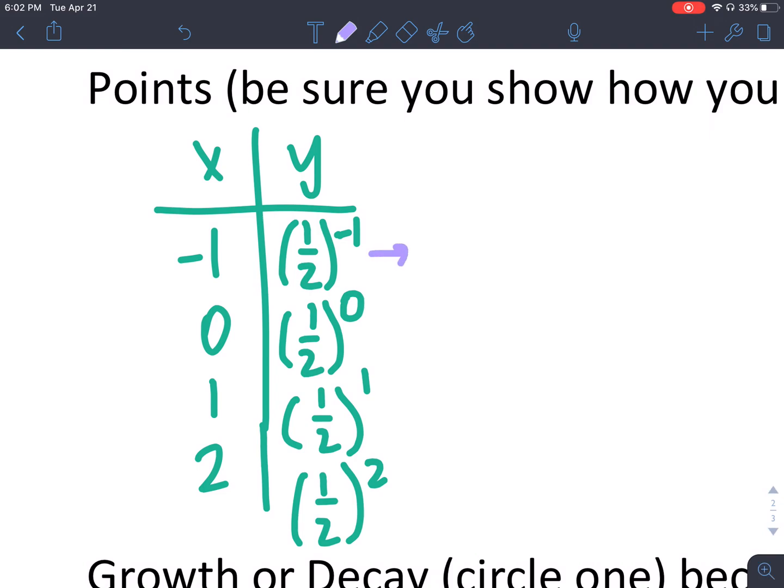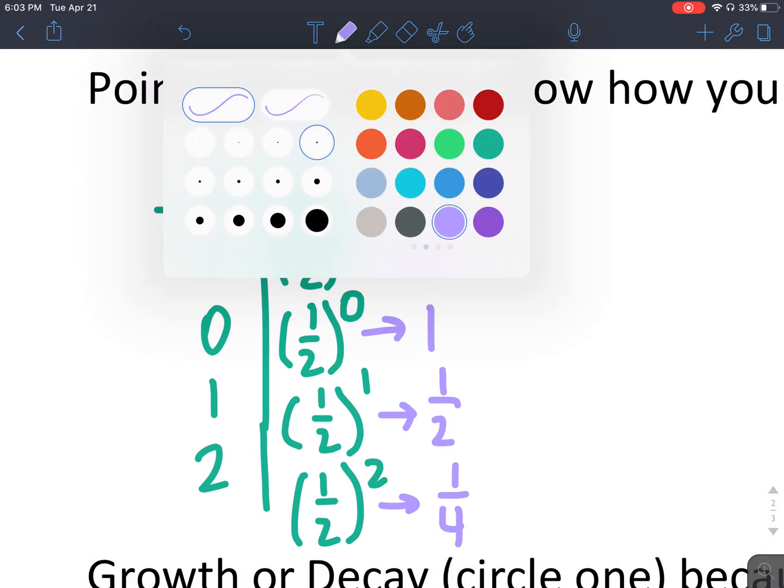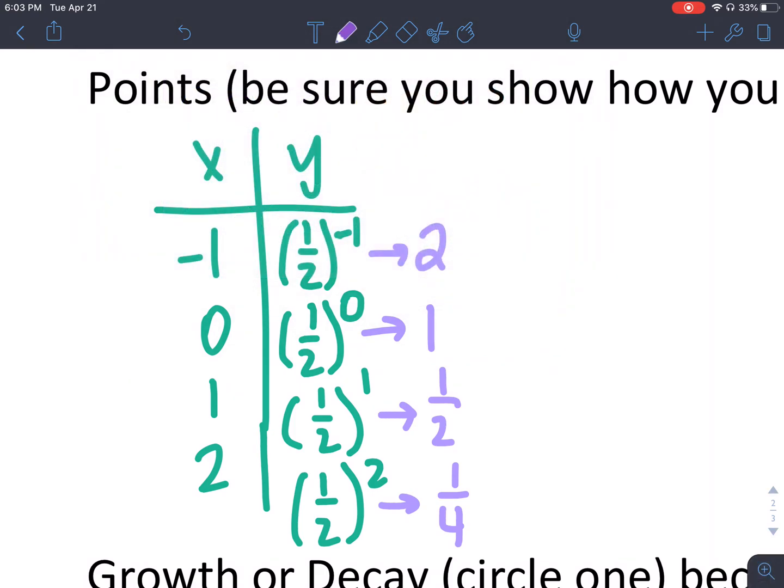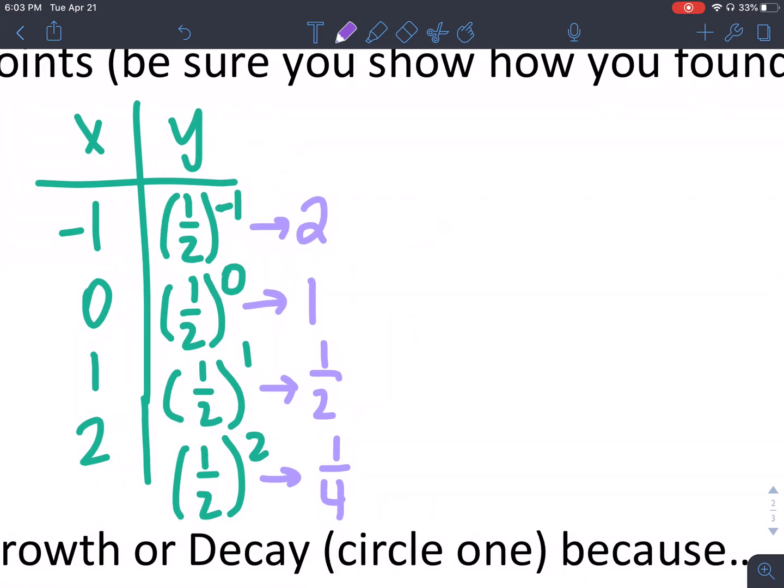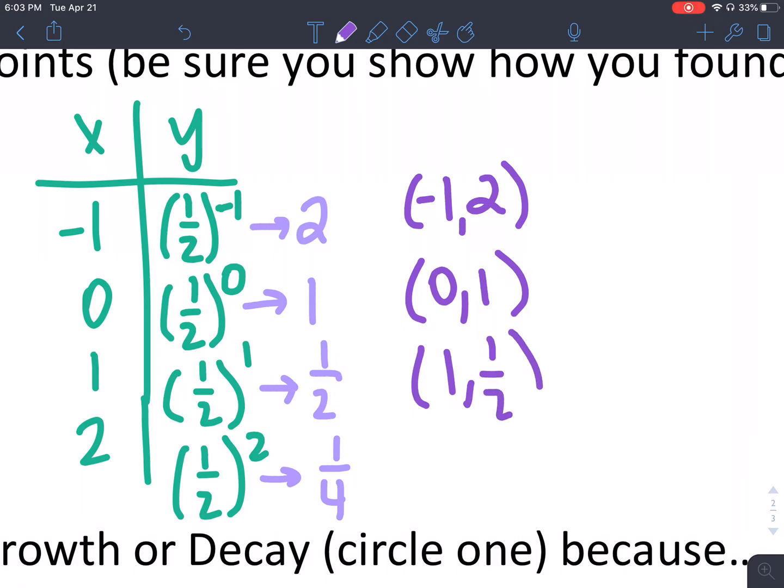So 1/2 to the -1. Whenever you have a negative exponent, it needs to be the reciprocal. 1/2 to the 0, anything to the 0 is 1. 1/2 to the first is just 1/2. And then 1/2 squared is 1/4 because 1 squared is 1, 2 squared is 4. And now I'm going to take all of those points and do my transformations. So I have -1 and 2, 0 and 1, 1 and 1/2, 2 and 1/4.